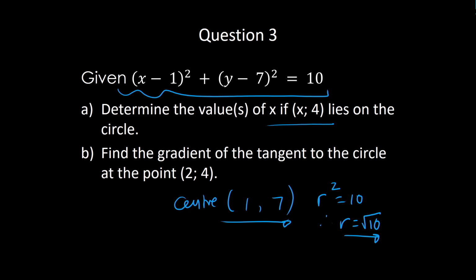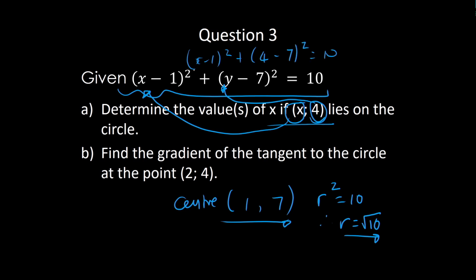Okay. Now, if they ask you to determine the value of x, if that point lies on the circle, it means that if you put this value in for x, you'll get that value out for y. So all you need to do here is simply substitute: it's (x minus 1), that's going to stay the same, and you're going to replace y with 4. So you'll end up with (x minus 1) squared plus (4 minus 7) squared is equal to 10, and then all you have to do is solve for x. I want you guys to try that and see what you get. You will get that one of the values for x is 2.